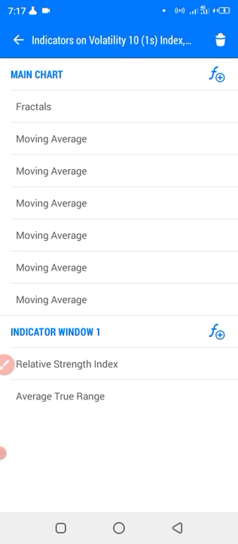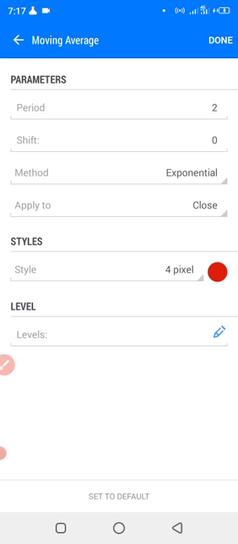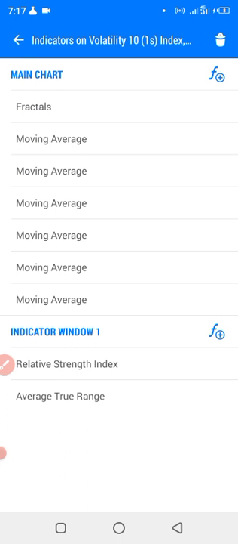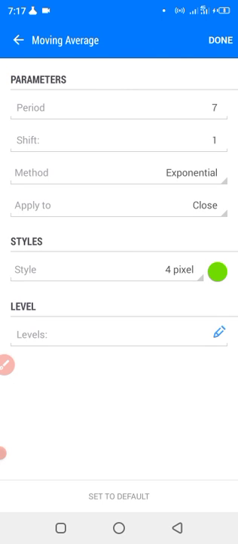Now let me do a run through again. This is the first moving average. If you've not gotten it, these are the settings. The first one is 2 period, shift 0, exponential, apply to close. The style is 4 pixel, any color of your choice, but I prefer red there because it's moving with the price. And the second moving average I have here has a period of 7. I added shift 1, the method is exponential, apply to close. The style is 4 pixel and no levels, you understand.